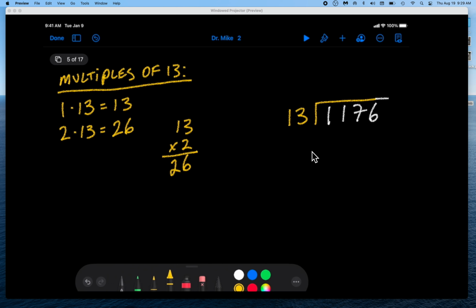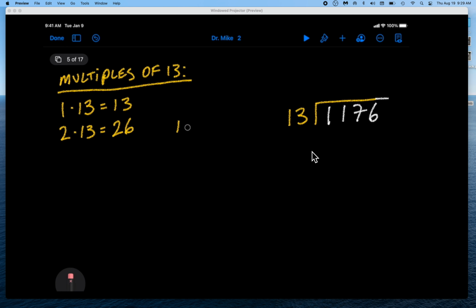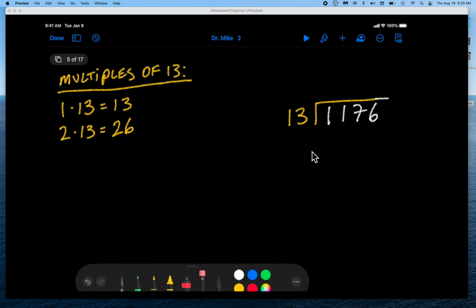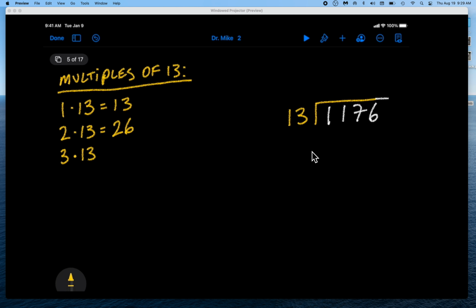Okay. Folks, when you're building in multiples, you have two choices. You can either go to 3 times 13 and do that on the side, just like we did 2 times 13, or you can add 13 to the previous number. Let's do that. 39. 4 times 13 is going to be 39 plus 13, and that is going to be 52. Okay.